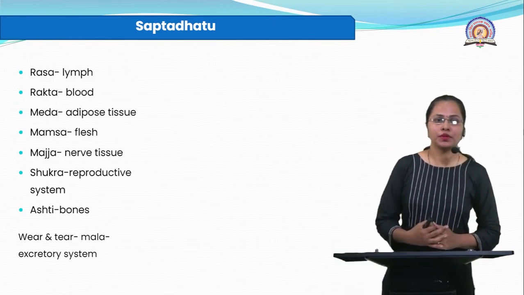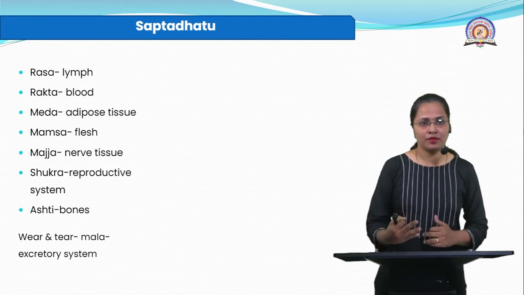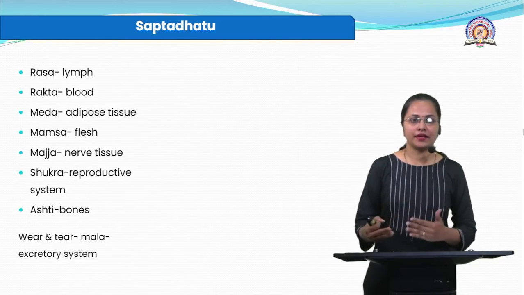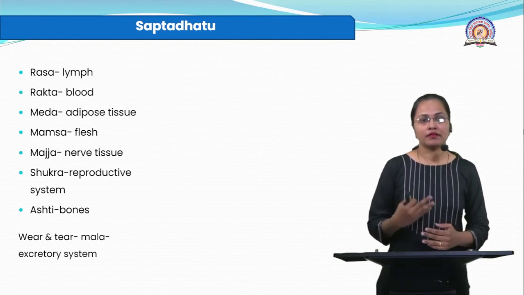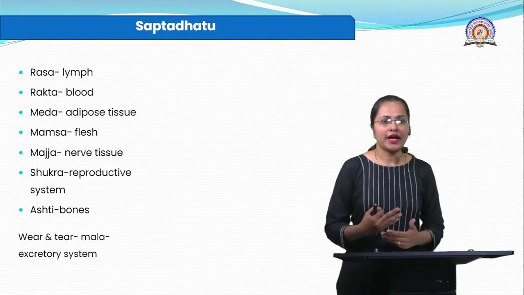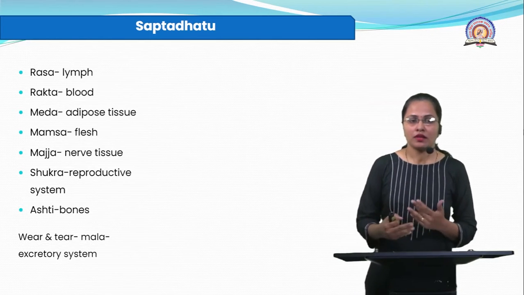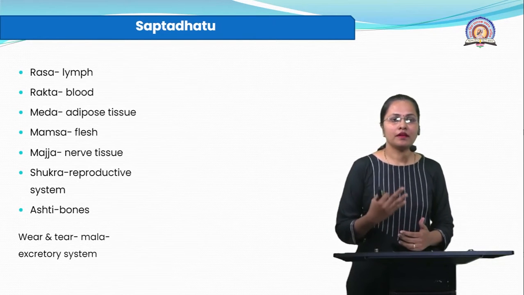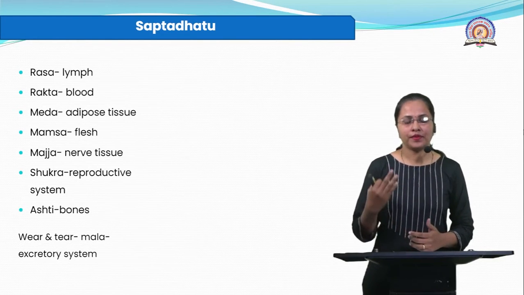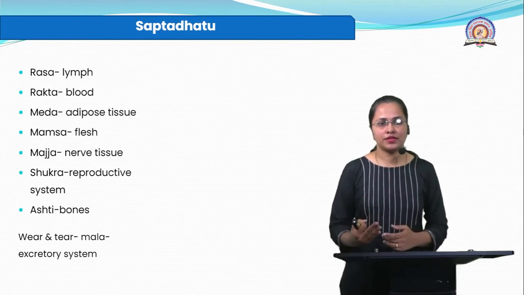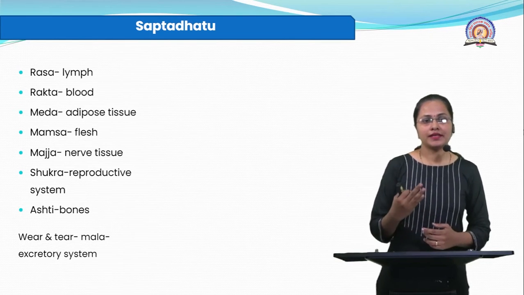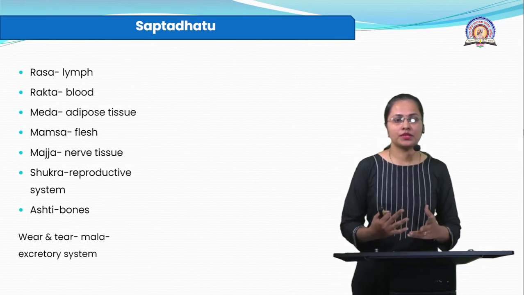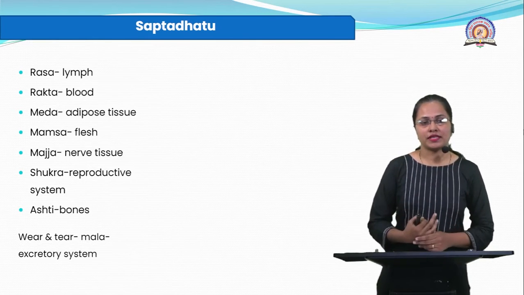These Saptadhatu are rasa, that is lymph. Lymph is nothing but the fluid which is flowing inside our body. Then rakta, that is blood. Then meda, adipose tissue. Adipose tissue is the fatty substances which are present in our body. Then mansa, that is flesh. Majja, that is nervous system. Then shukra, that is reproductive system, and most importantly asthidhatu, which is nothing but the bone.